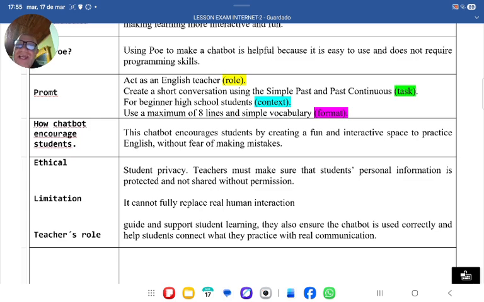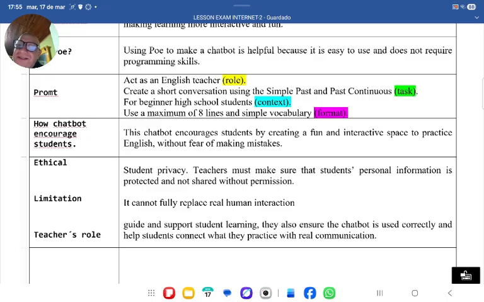So when I wrote this prompt in my chatbot, I did it in paragraph form. I wrote periods here, and I used colors just to show you the four steps of the prompt.